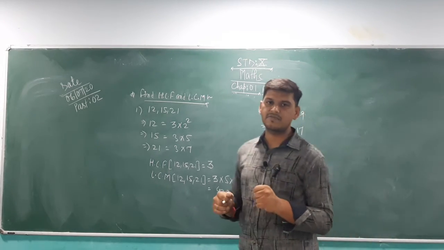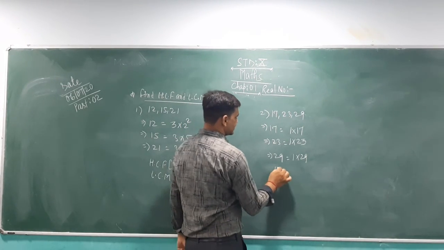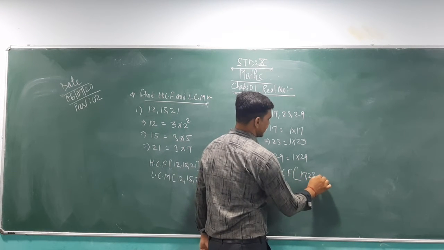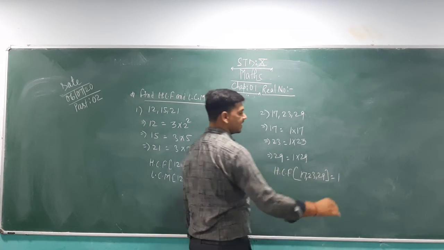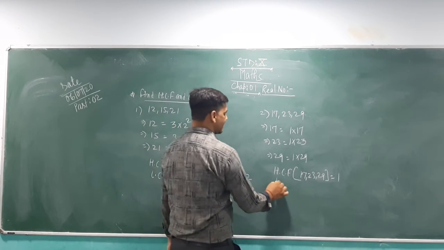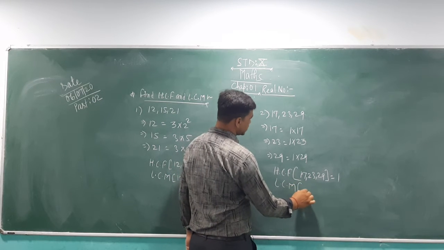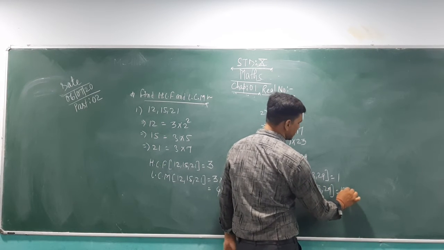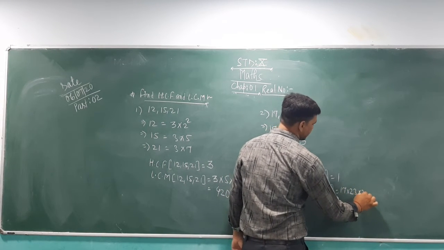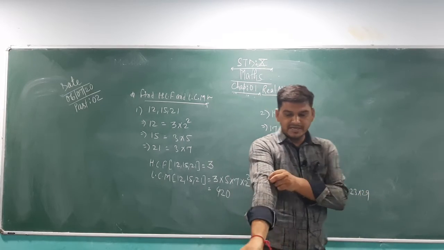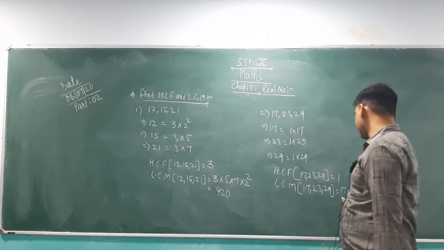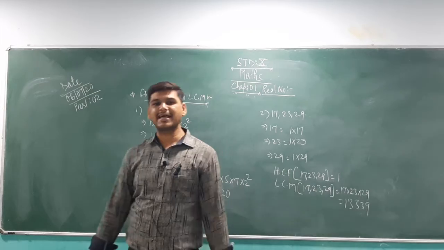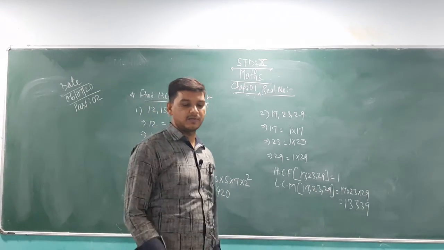So what is the common term for the HCF? That is 1. There is no common term, so the HCF will always be 1. For 17, 23 and 29, the HCF will be 1. And for the LCM, that is the multiplication of those numbers, 17 into 23 into 29, which is 13339. That is the LCM. So we just found the LCM by converting these numbers into prime factors.